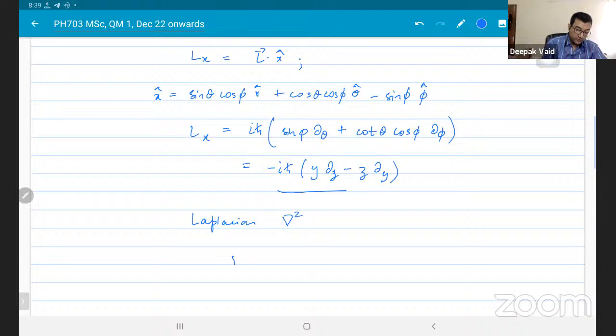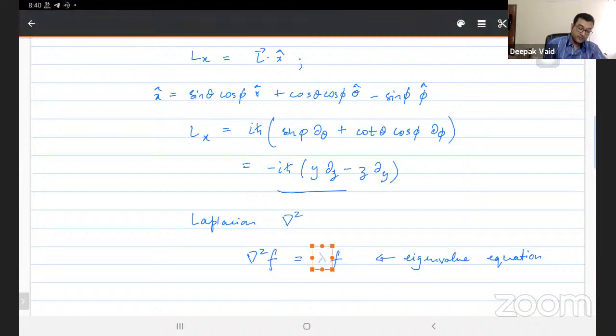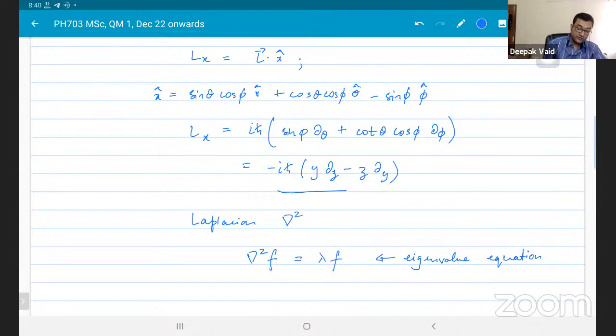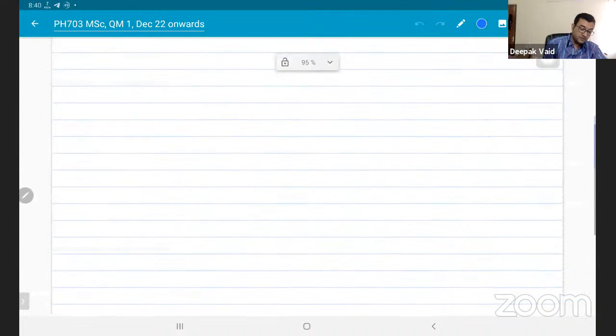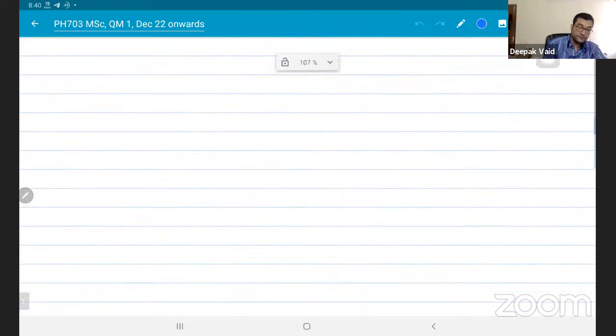So when I say what are eigenstates of the Laplacian, what do I mean? I mean that an eigenstate of any operator satisfies the eigenvalue equation. It means that I have some operator which acts on some function, and the answer is the same function multiplied by the eigenvalue.